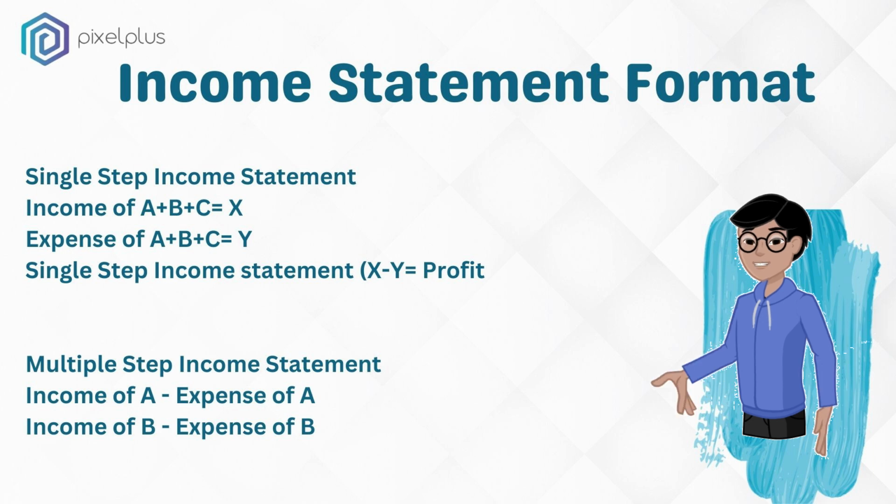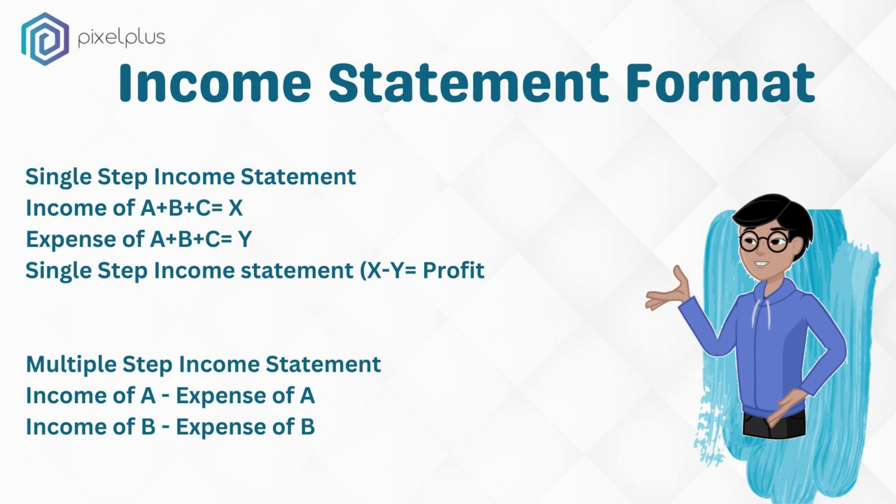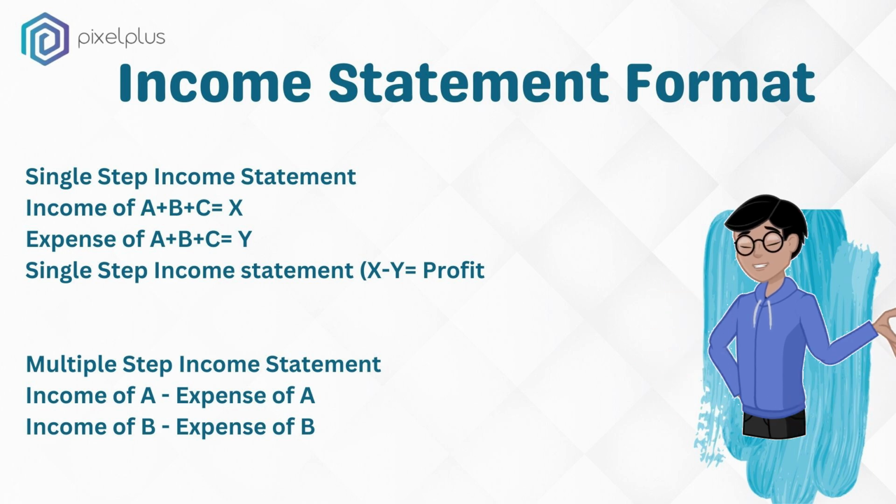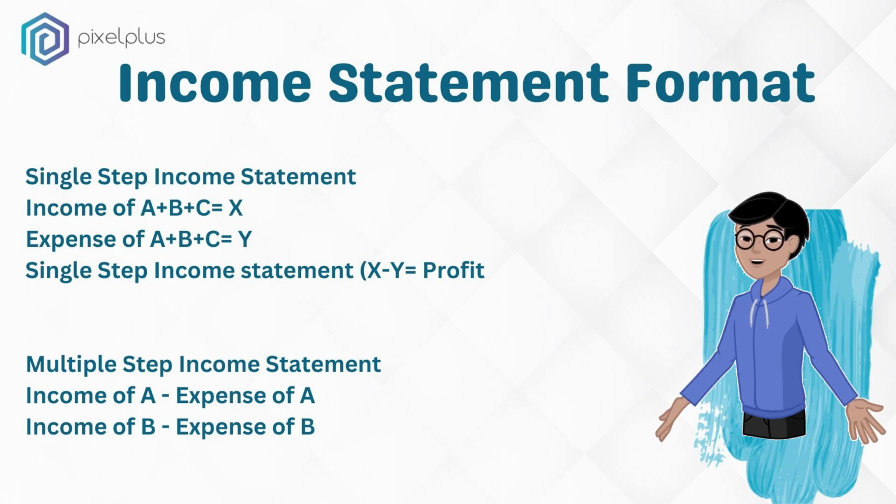In the single step income statement, we will get the net amount. We don't know which product is making profit and which one is going in the loss. But when we are talking about the multiple step, we will get each and every piece of information, like which product is performing well and which product is giving us how much of the profit. So that's all for the income statement format.